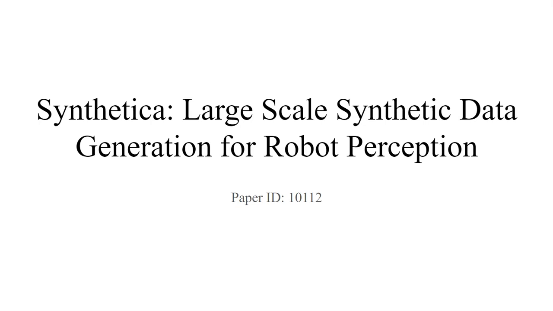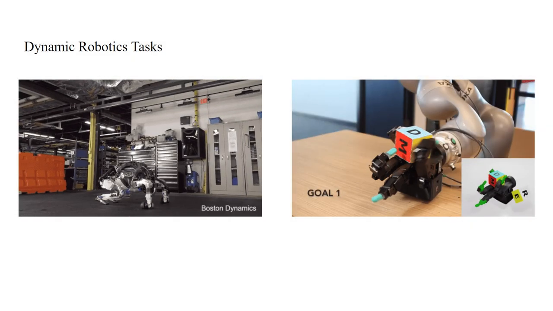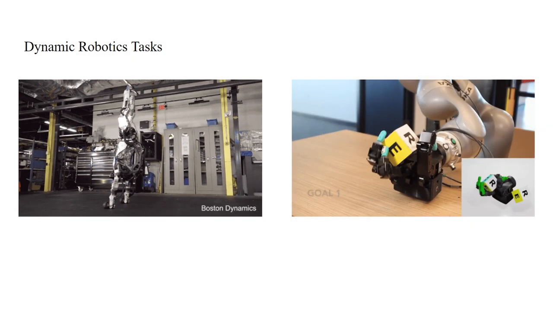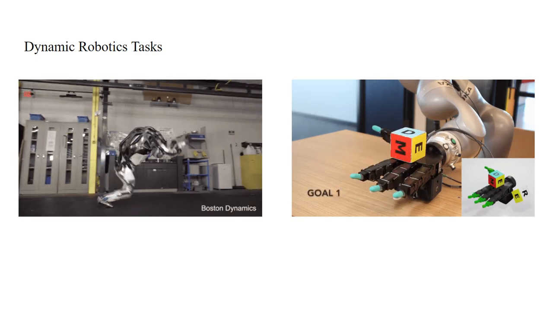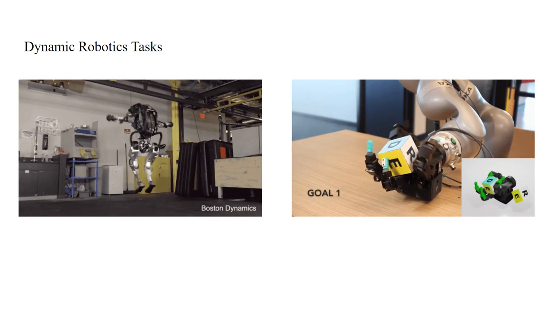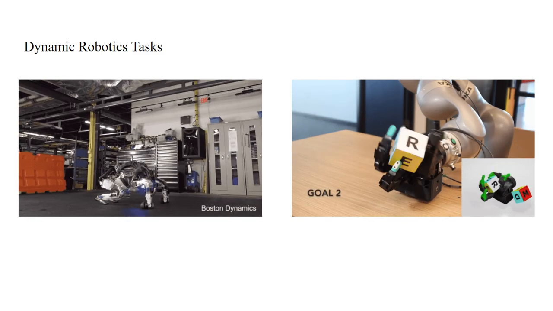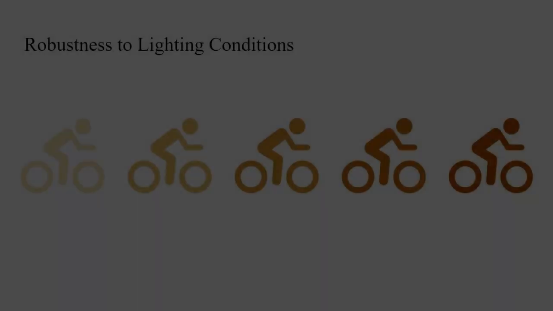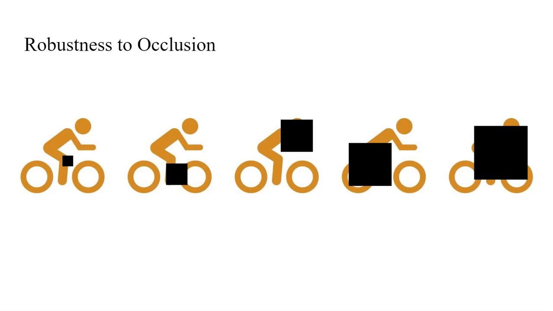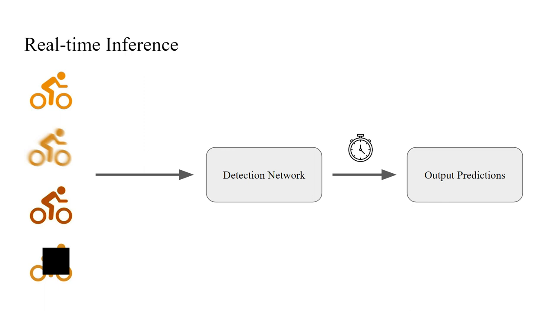We introduced Synthetica, a method for large-scale synthetic data generation for training robust perception networks for downstream robotics applications. In highly dynamic robotic scenarios, such as locomotion and manipulation, vision networks must ensure robustness to imaging artifacts, such as motion blur, varying lighting conditions, and occlusions, all the while also executing at real-time speeds.